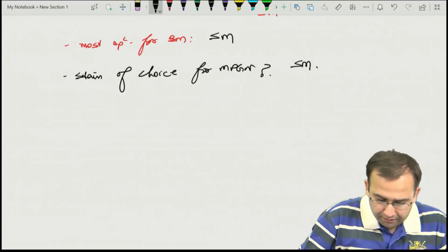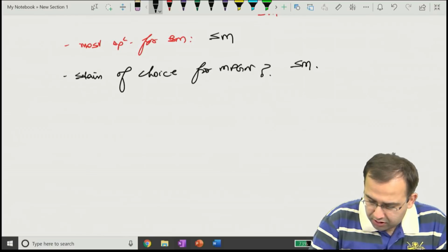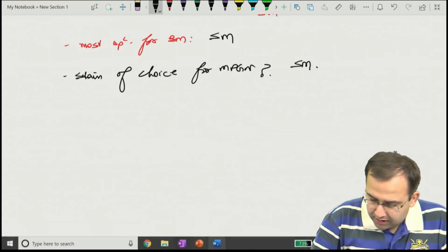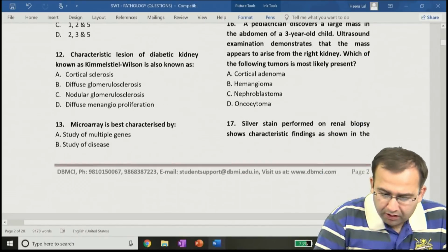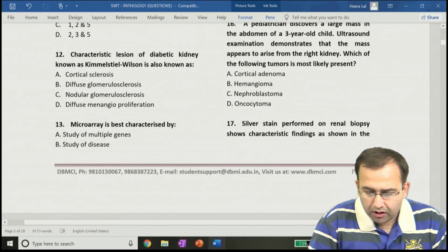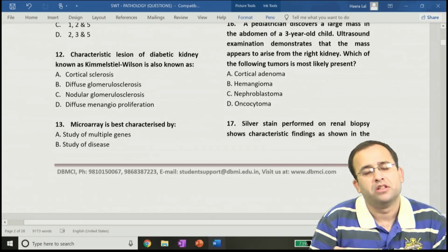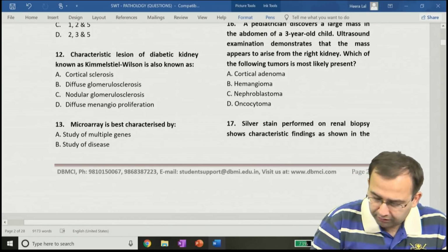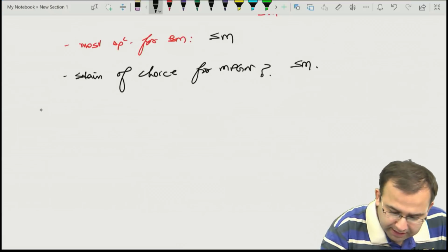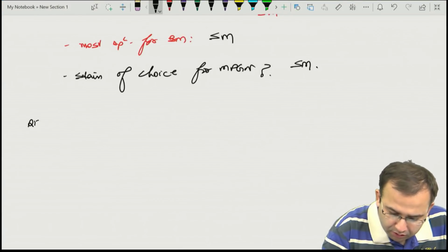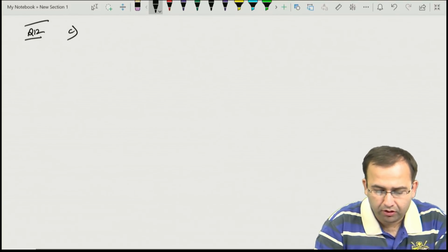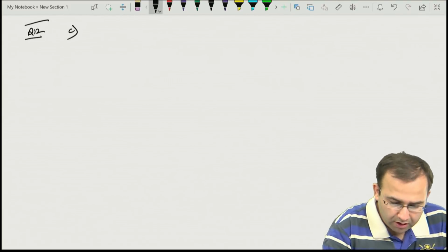Next point. This gets us to our next question, question 12. The characteristic lesion of diabetic kidney, known as KW lesions, is also known as nodular glomerulosclerosis. Question 12, the answer is C, that is nodular glomerulosclerosis.